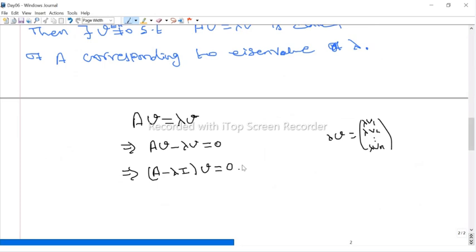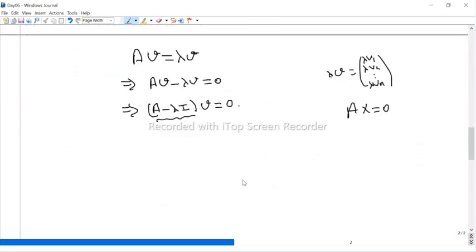Now this is a system of equations. This is a homogeneous system, right? Instead of Ax equals b, here we have this matrix and this vector x equal to 0. So we have to find a solution of this homogeneous system of equations. That solution is called an eigenvector. V equal to 0 is always a solution, but we need a non-zero solution of the system.